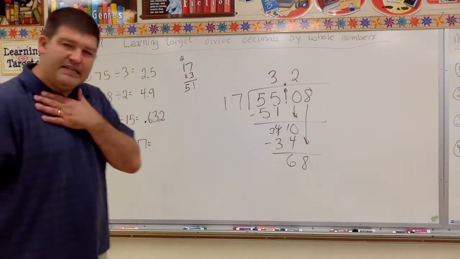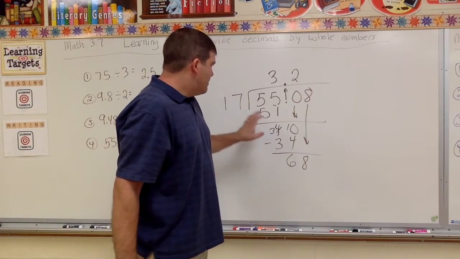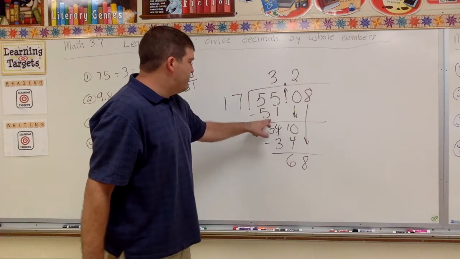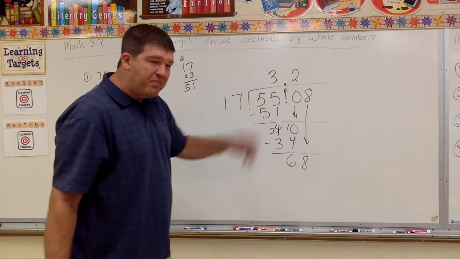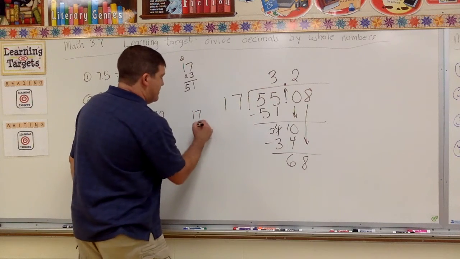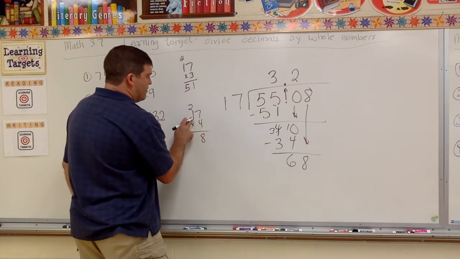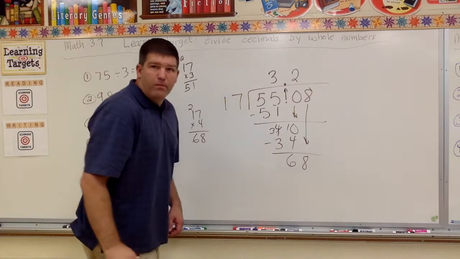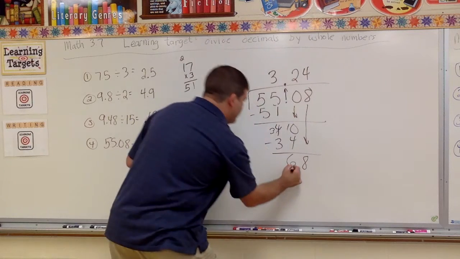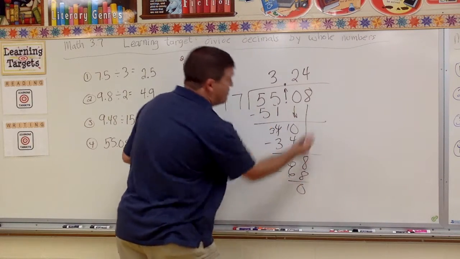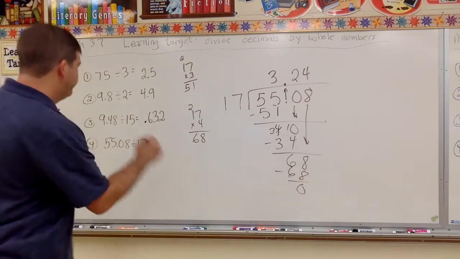I have 68. Okay, now I got to figure out how many times does 17 go into 68. Well, 3 was 51. 1 more would be 60-something. Let's try it. 17 times 4. 7 times 4 is 28. 4 times 1 is 4 plus 2 is 6, so 68. Oh boy, give me the exact. Good. 4 times 17 is 68. Subtract that out. 0. No more numbers. I got my answer. 3.24.